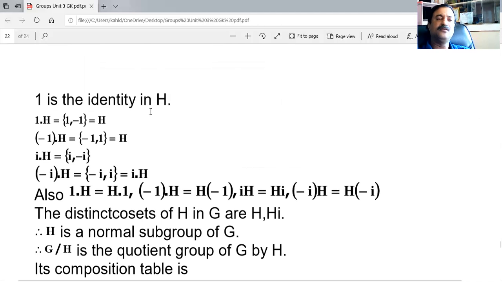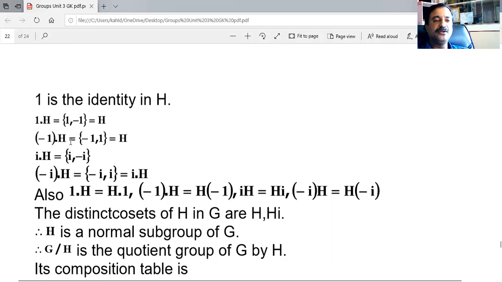In multiplication, 1 is the identity element. Now, 1 into H: what happens? Each and every element of H is multiplied by 1 on the left side. What is H? H is {1, -1}. Multiplying 1 into 1 gives 1, and 1 into -1 gives -1, so it becomes H again.